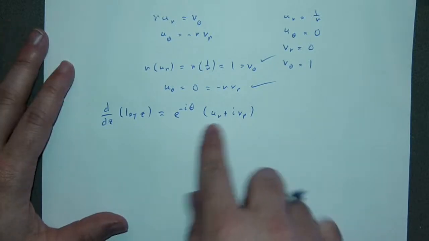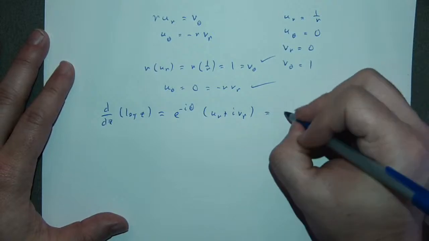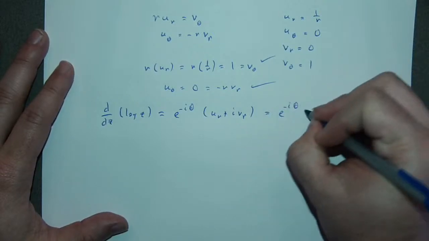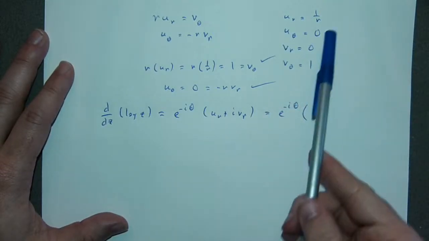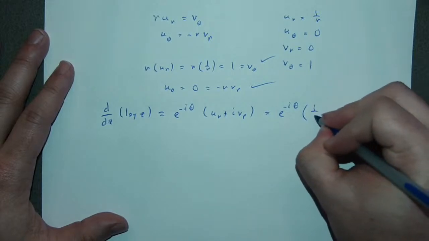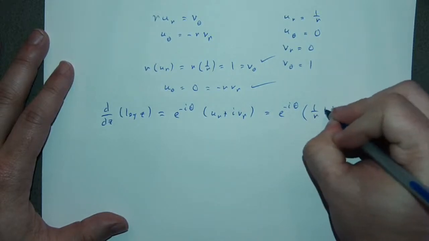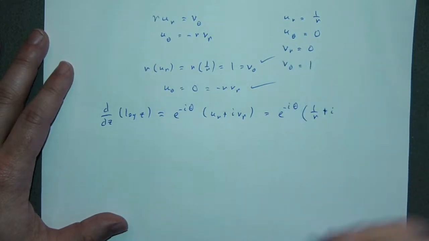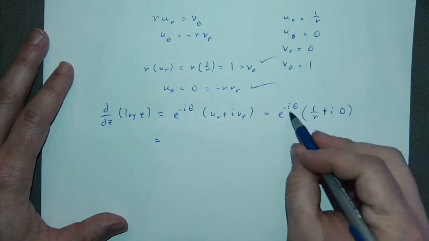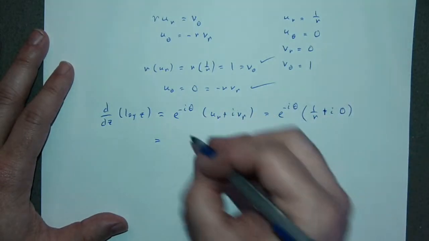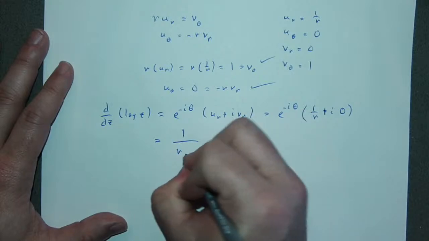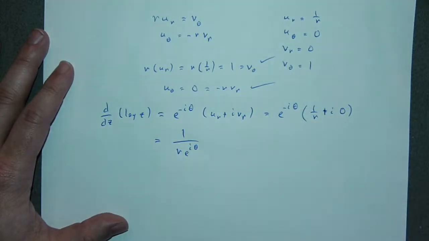Okay, so what is this? This is e to the minus i theta times u sub r, which is 1 over r, plus i times v sub r, which is 0. And so rewriting this, e to the minus i theta is 1 over e to the i theta. So this is 1 over r e to the i theta. But that's z.